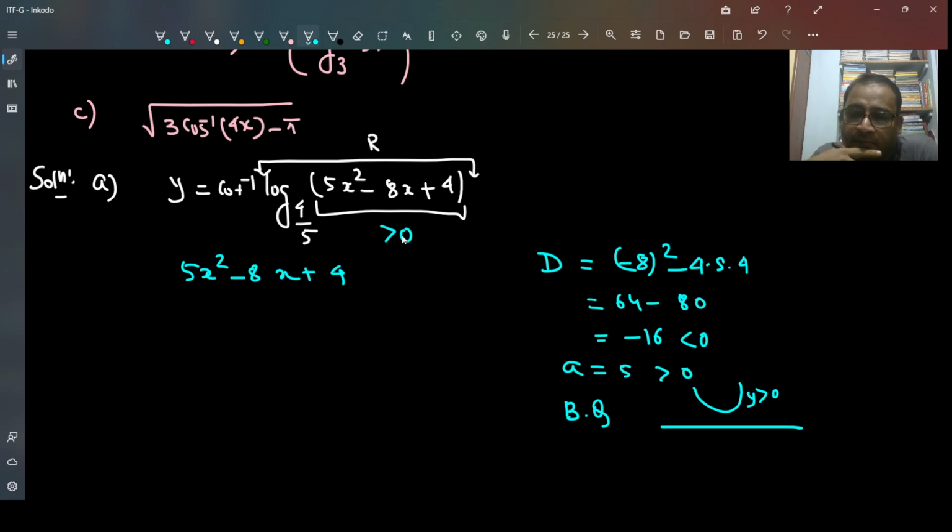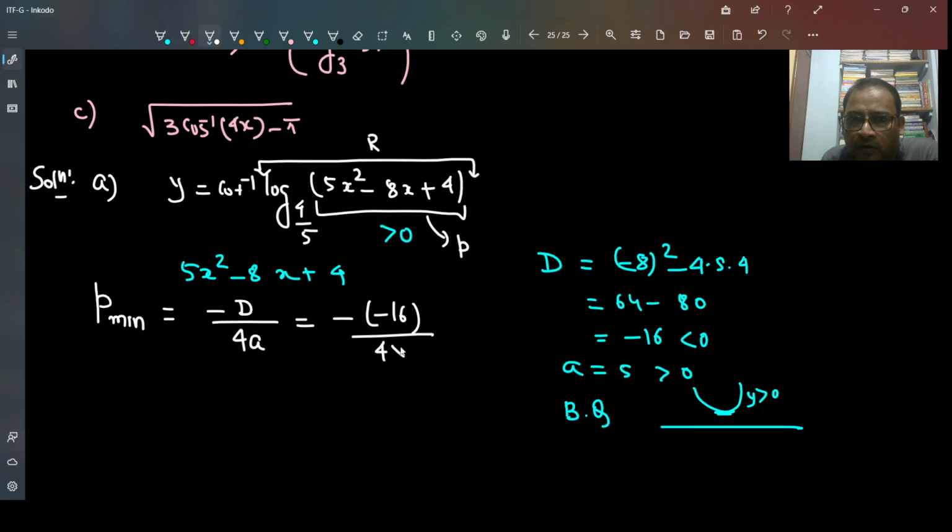Since it is quadratic, it goes up to positive infinity. But what is its minimum value? We have to check the minimum value of this quadratic. If I call this quadratic expression p, then p minimum will be minus discriminant divided by 4 times the coefficient of x square. So the discriminant is minus 16, divided by 4 times a, which is 5. So it will be 4 by 5. So its minimum value is 4 by 5.